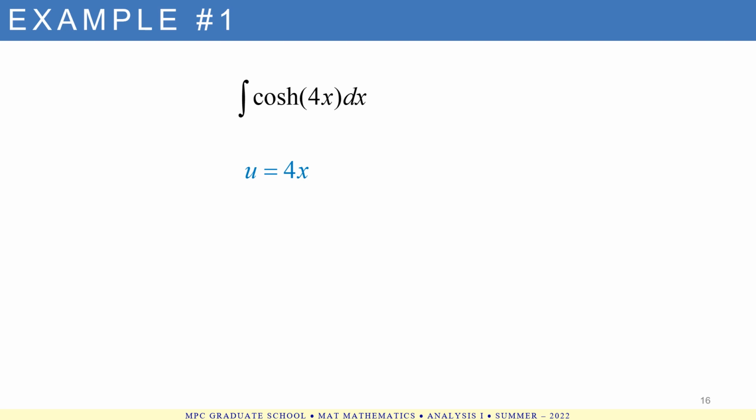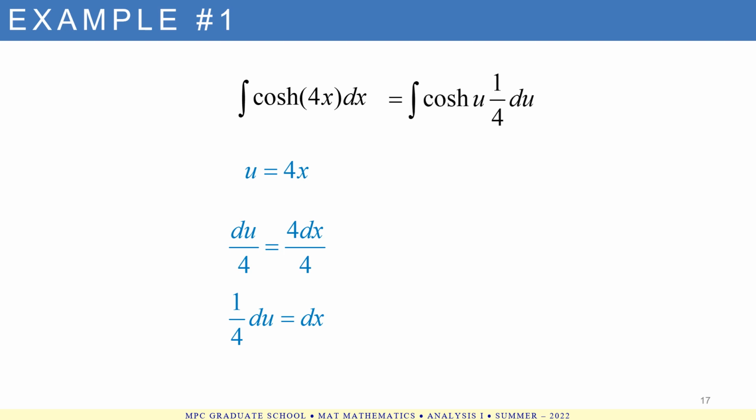Now we compute for the du, and du is the derivative of u. In our example, the derivative of 4x is equal to 4. So we get du is equal to 4 dx. We divide both sides by 4, so we can write this as 1/4 du is equal to dx. Now that we have this, we are going to substitute this into our integral. So we have the integral of hyperbolic cosine of u times 1/4 du. We can factor this 1/4 out. So it's 1/4 integral of hyperbolic cosine u du.